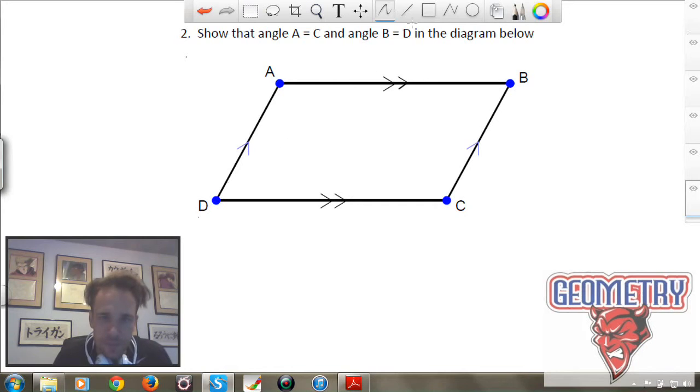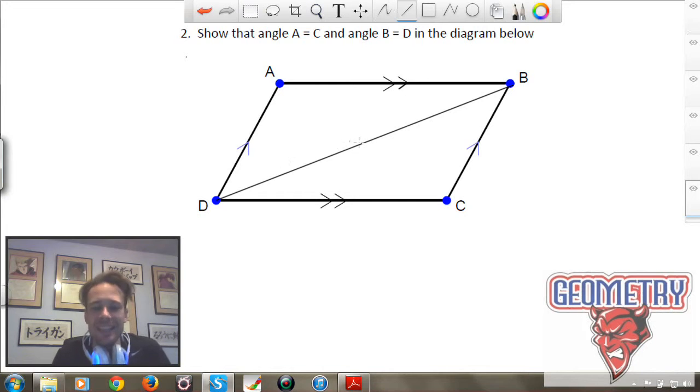And so I'm going to create a line here connecting D and B. This line is essentially acting as a transversal that passes through AB and DC. And so a transversal cutting two parallel lines creates alternate interior angles that are congruent.